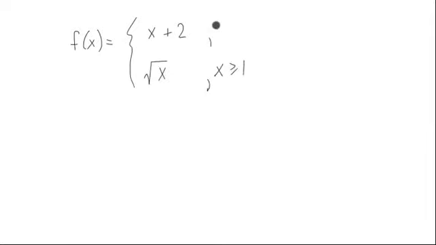Let's take a look at piecewise functions. If we take a function, we can define it differently in different parts of its domain. So, for instance, we could have something like this: x plus 2, and maybe we could have square root of x. Maybe here, this is when x is greater than or equal to 1. This is when x is less than 1.